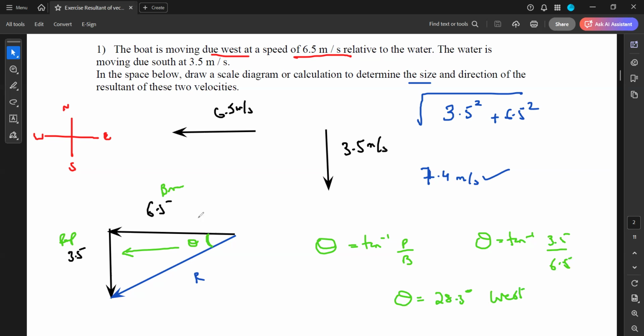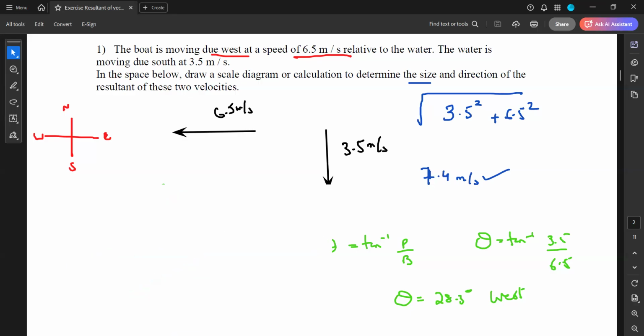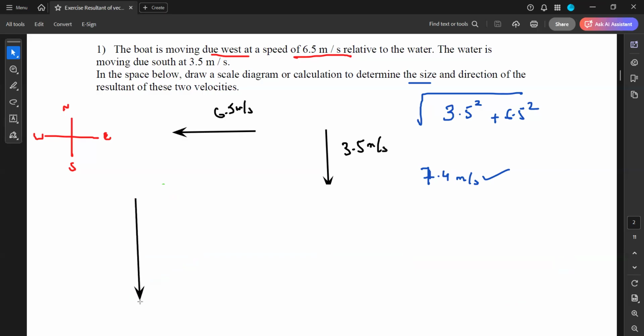But what if another student solved the same question and instead of drawing the west, he drew south first? So this is 28.3 degrees from west. That will be the answer. But let's say another student solved the same question and, as they did not specify, we need a direction from south or west. So first we draw south, which is 3.5. Then we draw west.